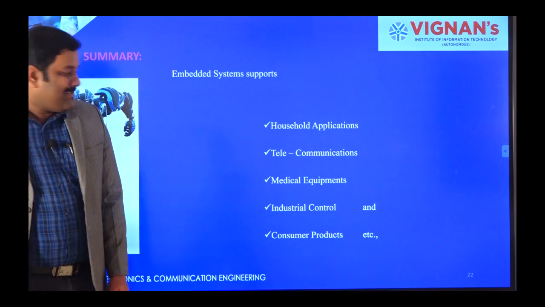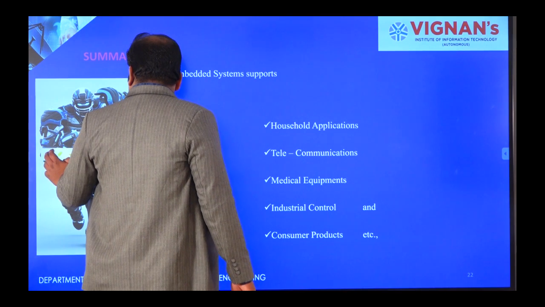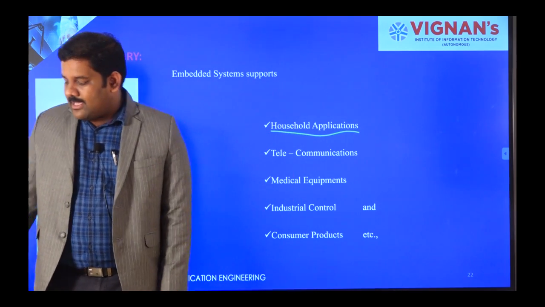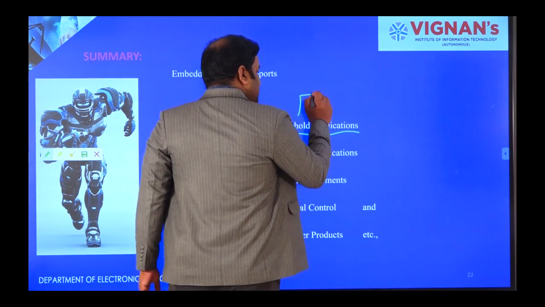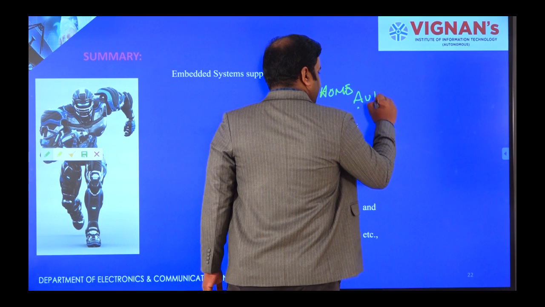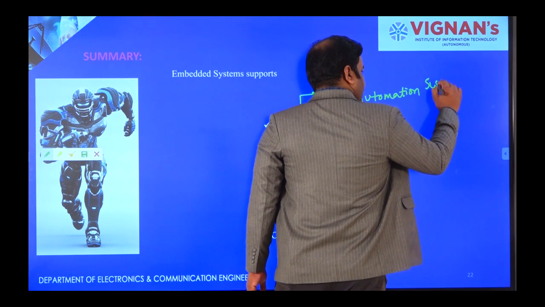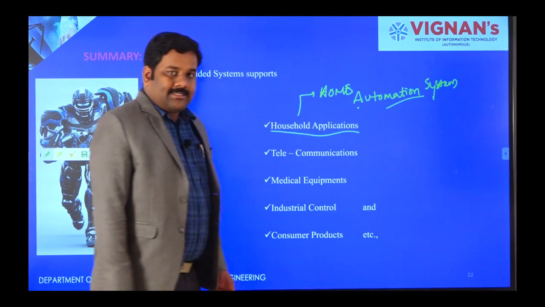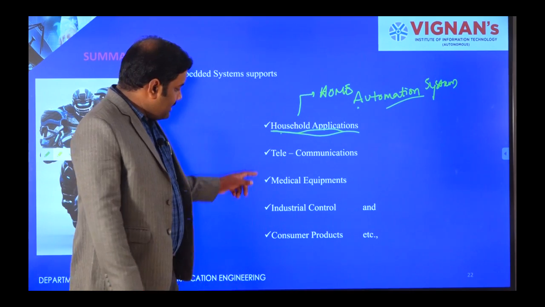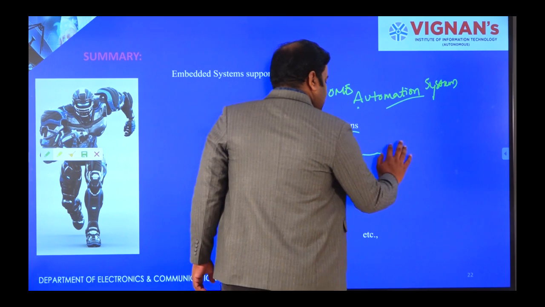So, a summary. What are the household applications that we have used up to now? Entire home automation systems, and the sensors which we use to execute any household application, right? Next one is telecommunication. We are using it with mobiles, right?